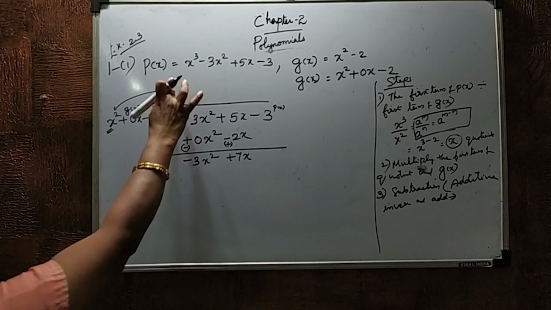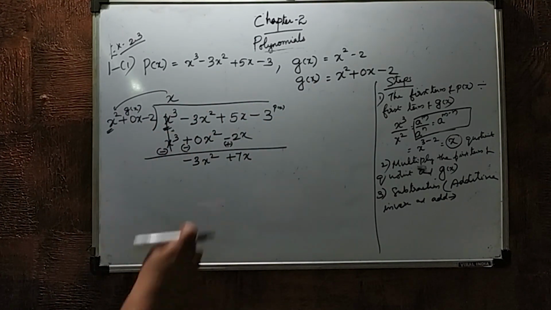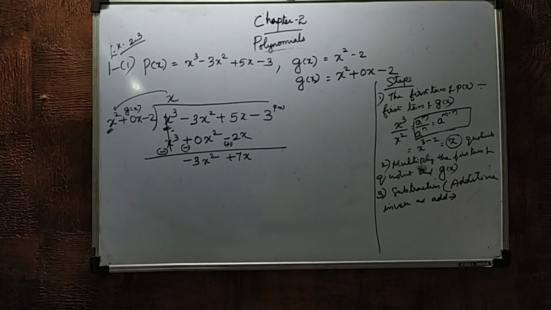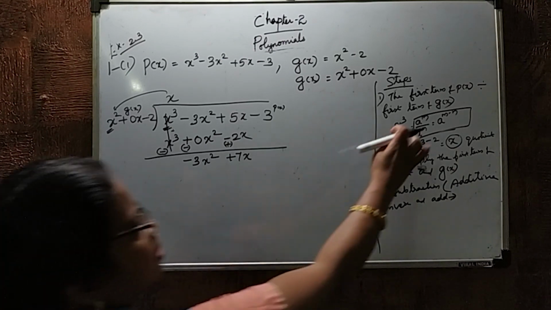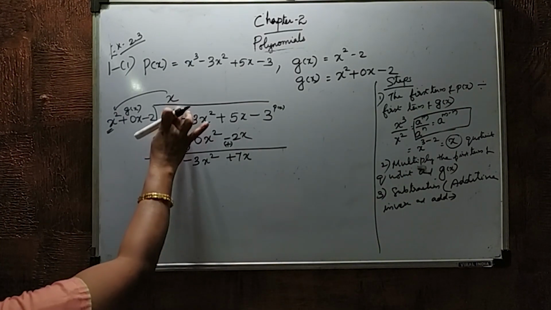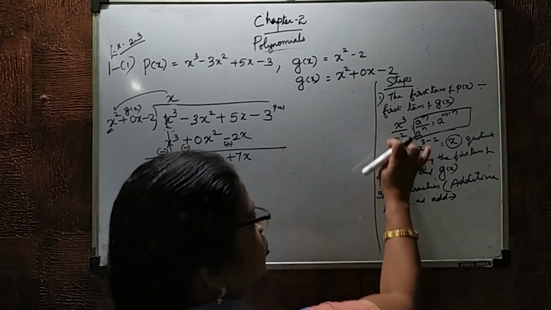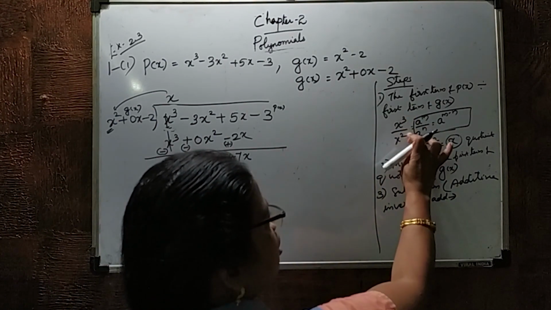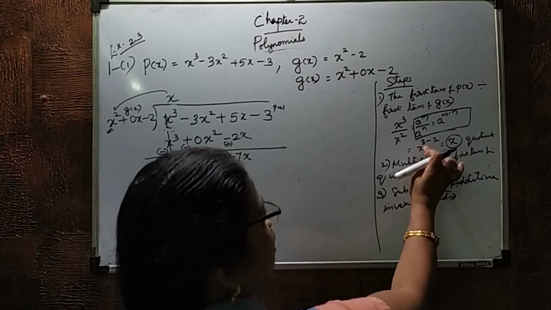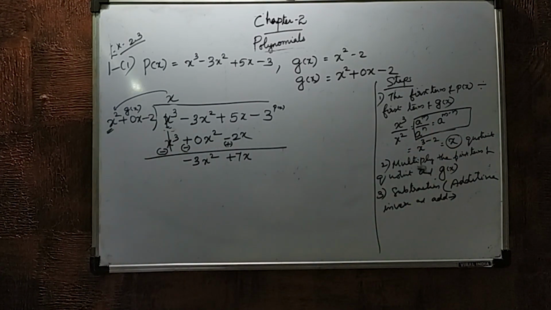Okay, so you have to write this p of x inside and g of x as the divisor. Now first what you have to do, you have studied in 9th standard, again I am just showing. First thing is first term of p of x divided by first term of g of x. Here first term is x cube divided by x square. X cube divided by x square, a raised to m divided by a raised to n is equal to a raised to m minus n. So 3 minus 2, you will get the answer x raised to 1. X raised to 1 means x.